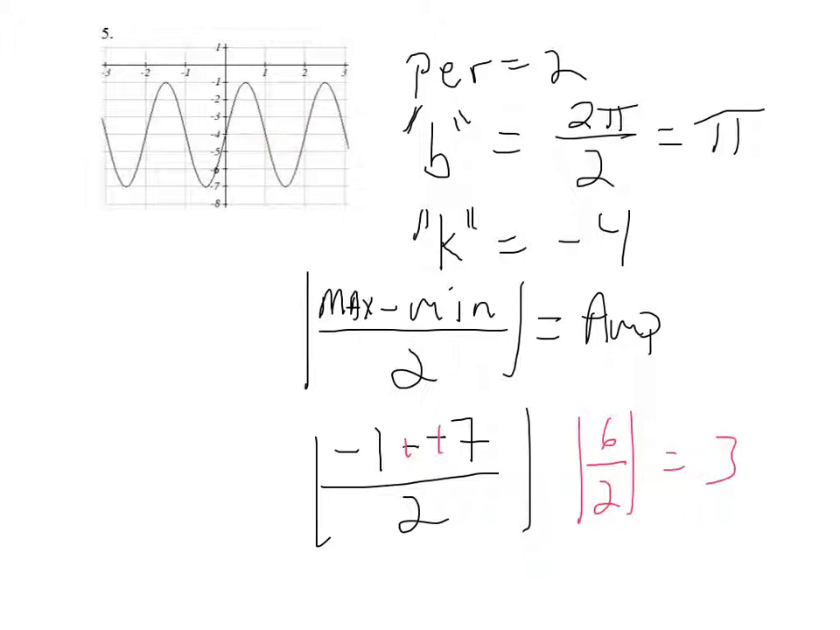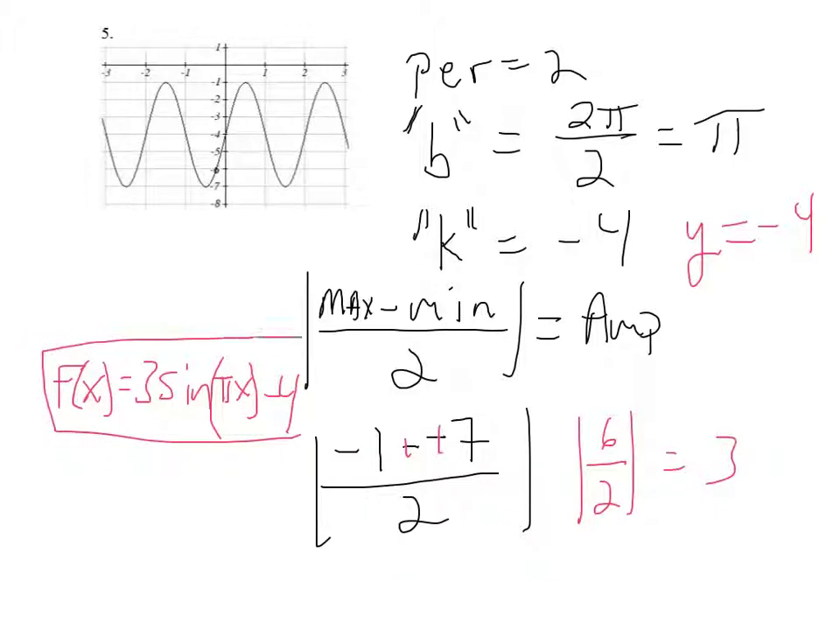Let's see, so we've got the amplitude, we've got the period, and we've got the phase, no phase shift. I've got the midline. I guess I never specifically said that the midline is y equals -4. So now let's write an equation. I think it's a sine graph, I said. So f of x, or y, equals, let's see, amplitude's 3 sine of, the b number was pi x, minus 4. And that's what I'm thinking the equation of this curve is.